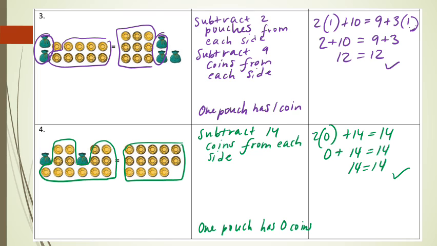Check. All right, I hope you're ready tomorrow to start talking about how we can turn these guys into symbolic equations. So for example, on number 3, we're going to turn those pouches into x. So this is going to become 2x plus, the coins are going to become 1s. So in this case, 2x plus 10 equals, over here I've got 3 pouches, 3x plus 9.